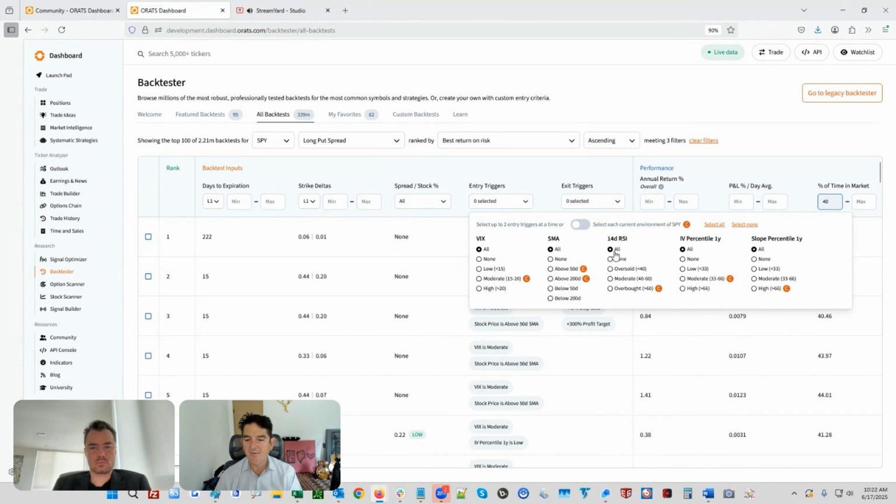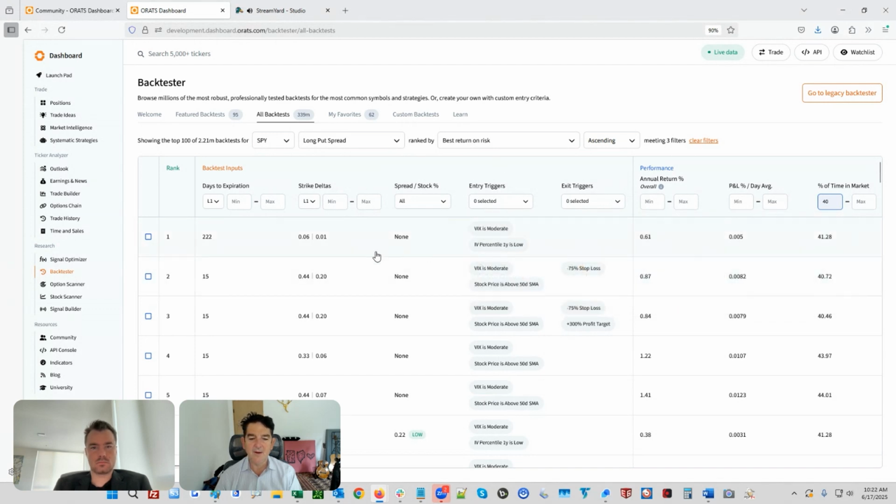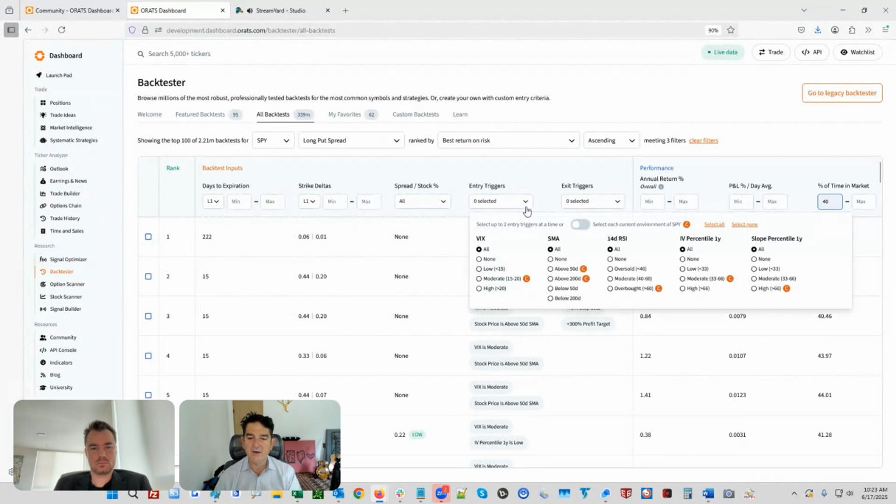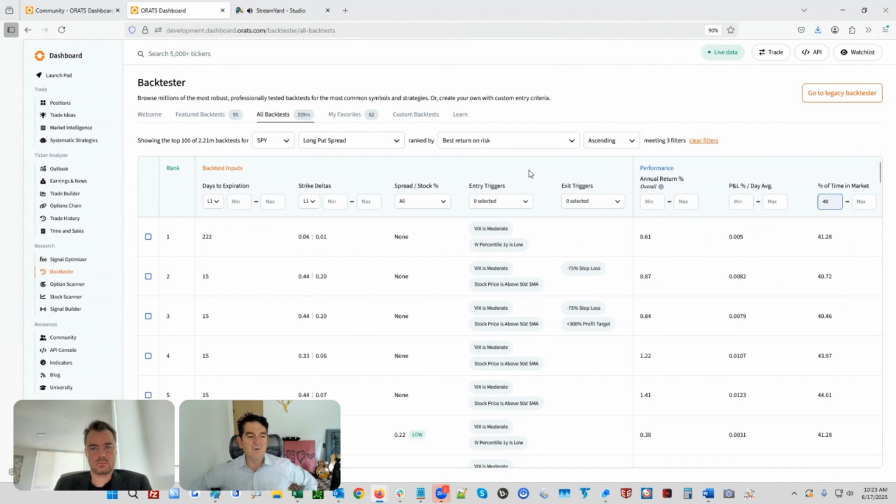The SMA is above, and we say what it is right now. So the RSI is overbought right now. The implied volatility of the 1 year is moderate, and the slope is high. So that's where the SPY, whatever symbol you have right now, is, and those are the current environment. So we wanted to backtest, well, how does this iron condor work in various situations? So this is a really cool way to look at that.